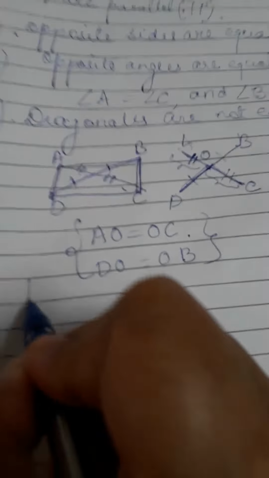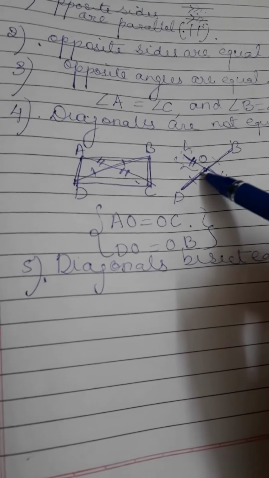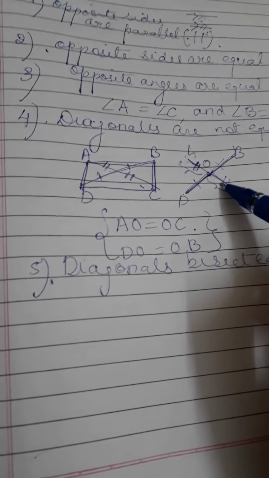Diagonals bisect each other. This is your fifth property, you can say. Diagonals are not equal, but the diagonals cut each other. This portion will be equal to this and this portion will be equal to this. They will not be equal to each other, पर ये इसके बराबर और ये इसके बराबर.